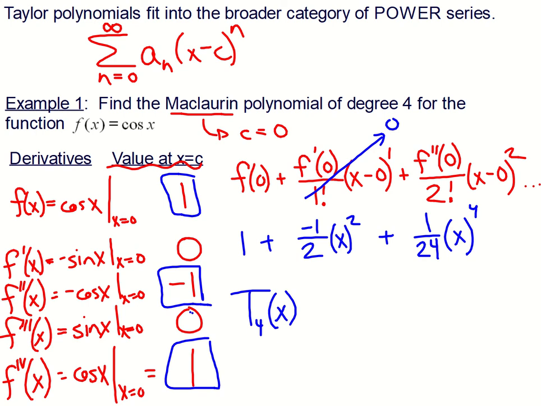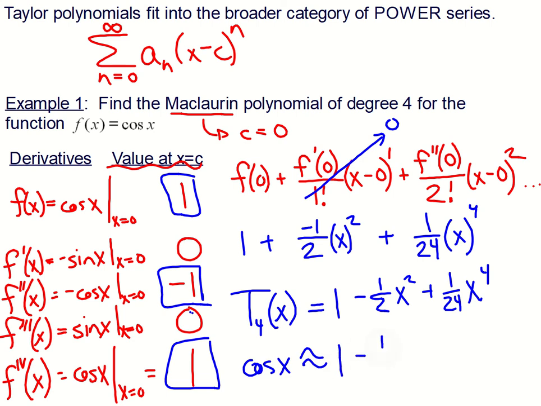So I would say T sub 4 of x equals 1 minus 1/2 x squared plus 1/24 x to the fourth. That means that that is an approximation for what cosine x is going to be close to. So cosine x would approximately equal 1 minus 1/2 x squared plus 1/24 x to the 4th.